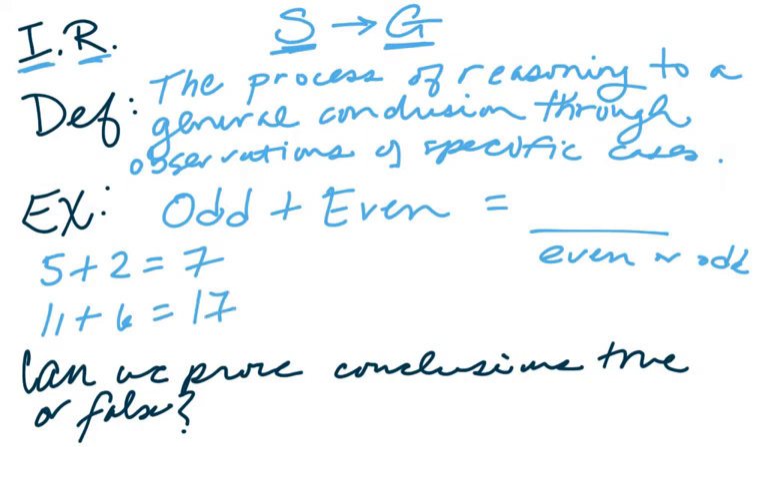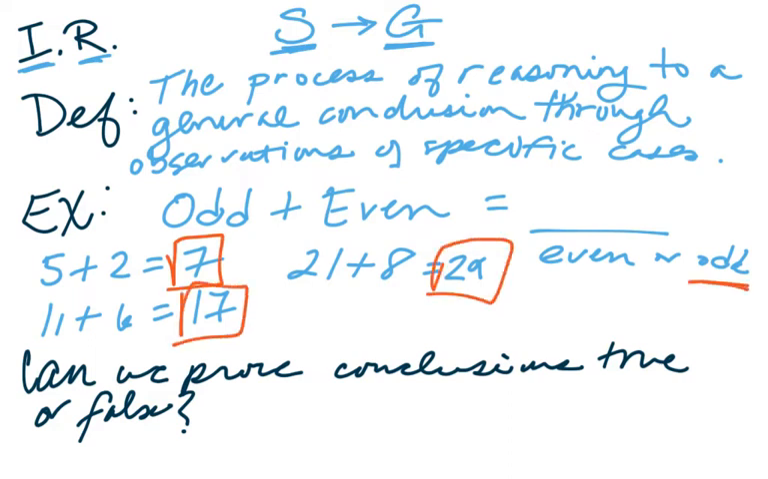Let's take 21 plus 8. 21 is odd, 8 is even. When I add them together, I get 29. Now, 7, 17, and 29 are all odd. So based on these specific examples, I could come to a general conclusion that this would be odd.